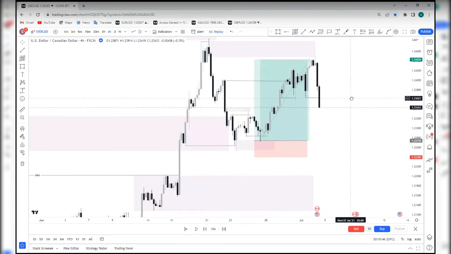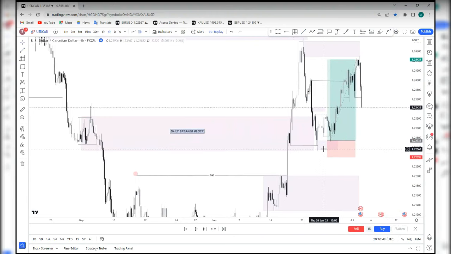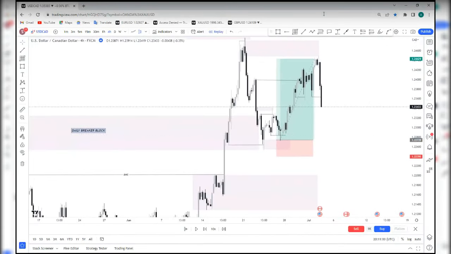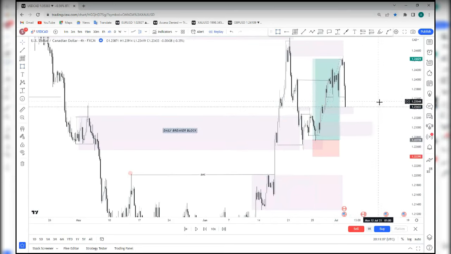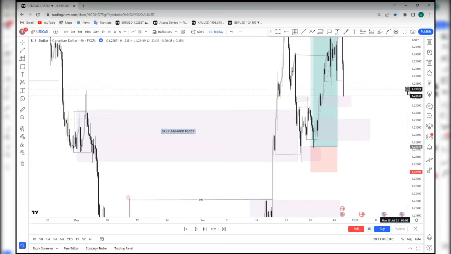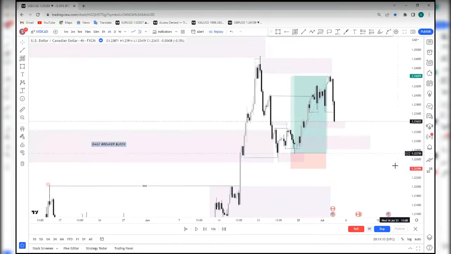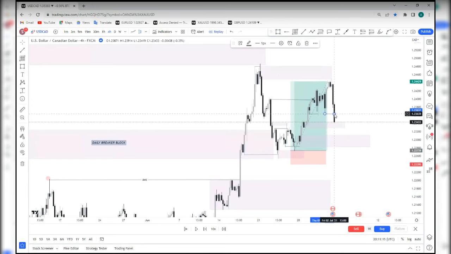Take note, this stands as inducement for this. It has happened from a breaker block, so price can clear it out. So if you are buying from here, be careful, unless you see good confirmation. Price created inducement here for this, and likewise, it broke the structure. So let's see.